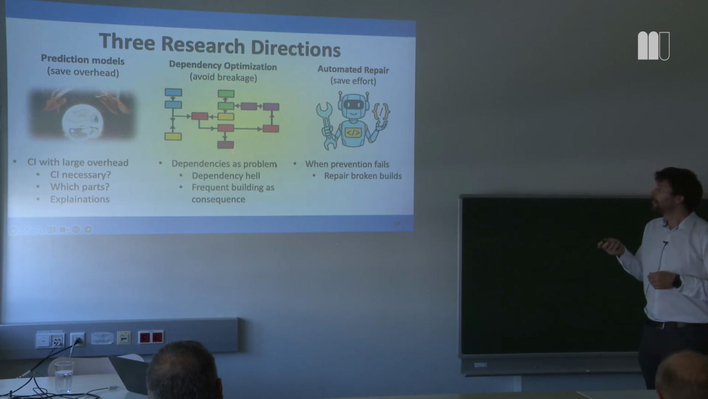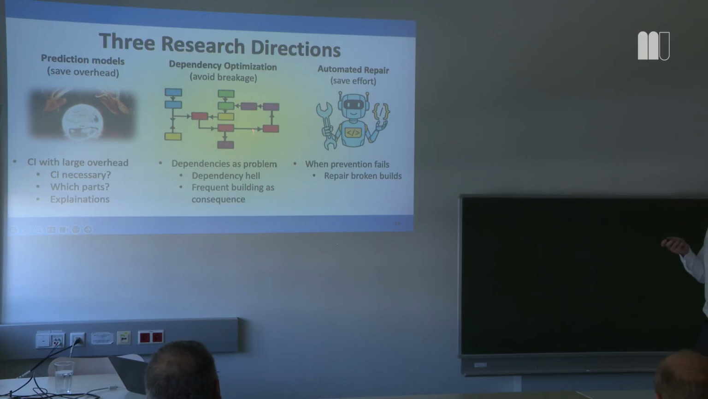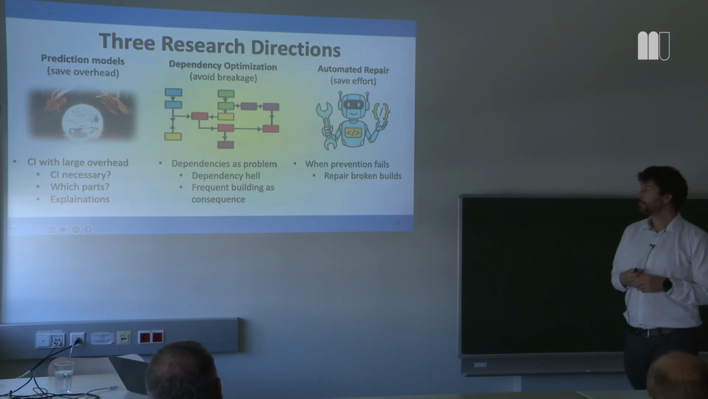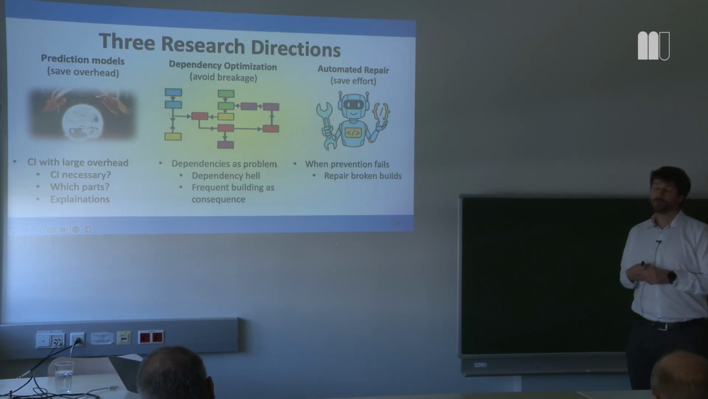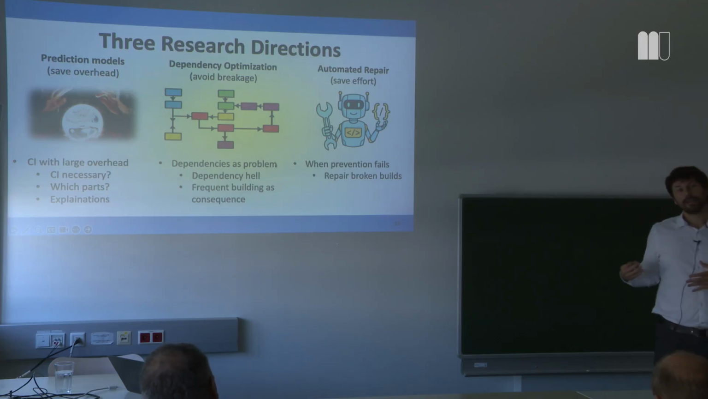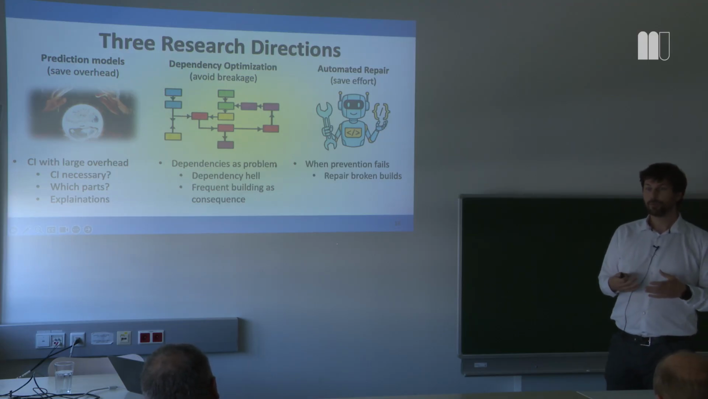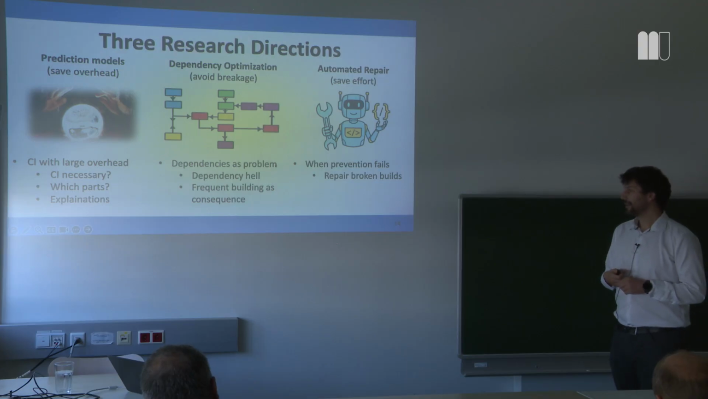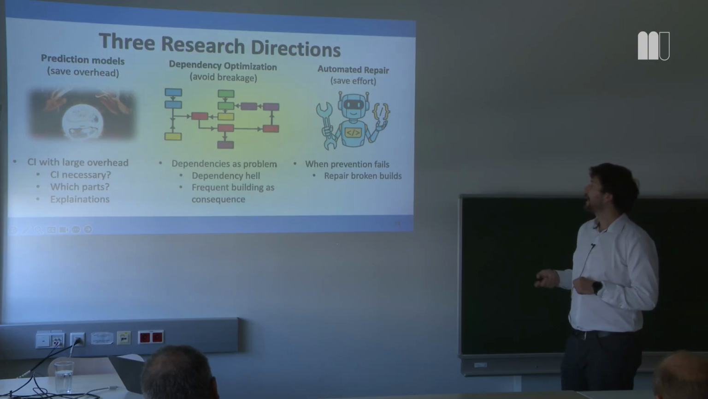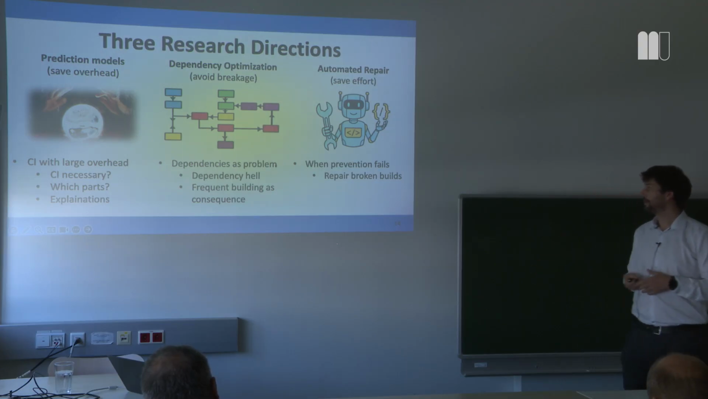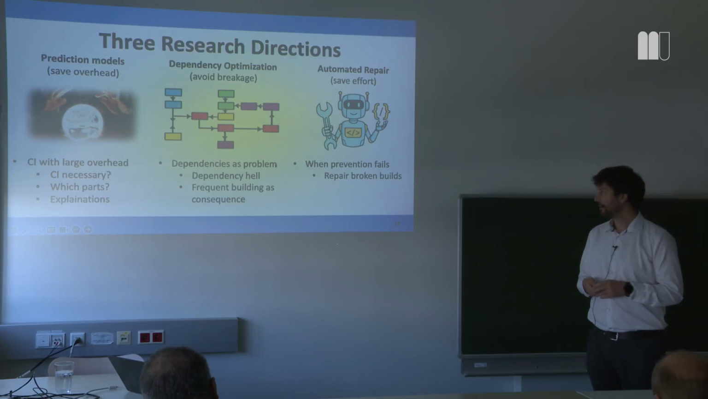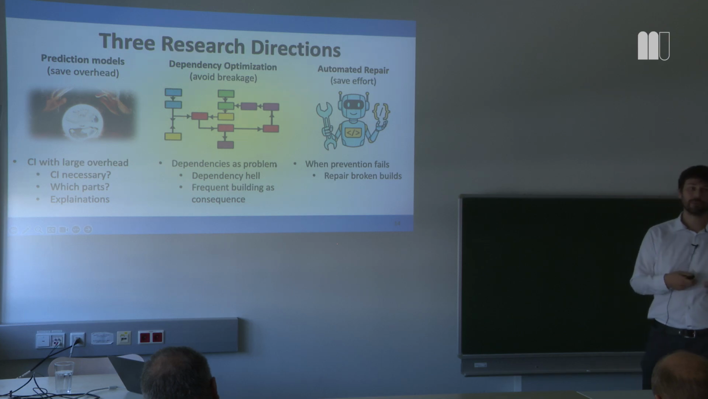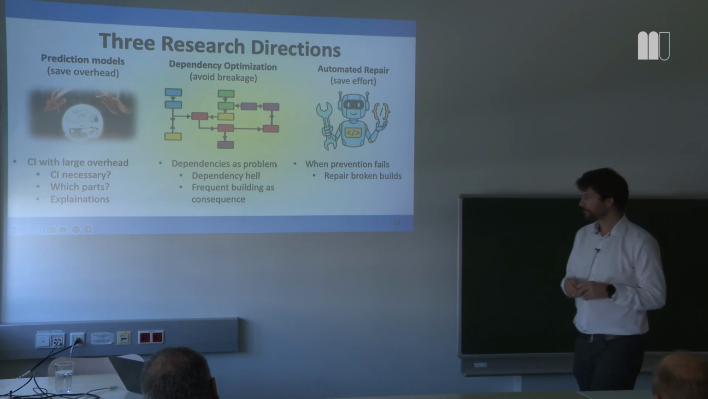The second, we usually focus on one of the largest issues in software automation pipelines and in software engineering as a whole: dependencies, because they usually cause more nasty errors. If you have problems with dependencies, this is usually really hard to debug. And the last one: if prevention fails, if we cannot prevent something from breaking, we try to provide means to repair it automatically or with the least effort by the developers.